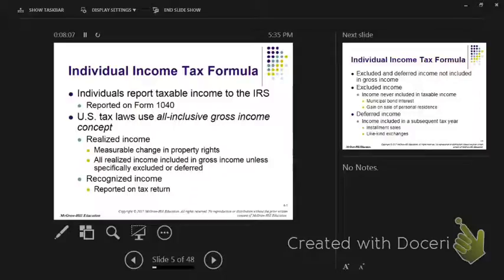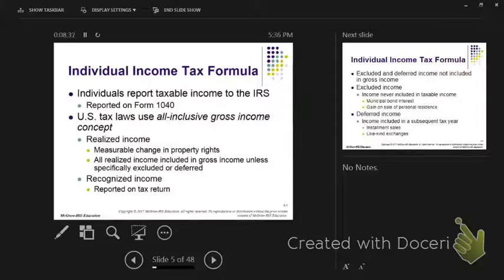All right, so we know we do the 1040. There's two different ways that you look at income. One is called realized income and one is called recognized income. We realize income when we see a change in our property rights or our gross income. Something's included in our gross income, but that doesn't mean it's recognized on our tax return. Recognized income is what's reported on our tax return.